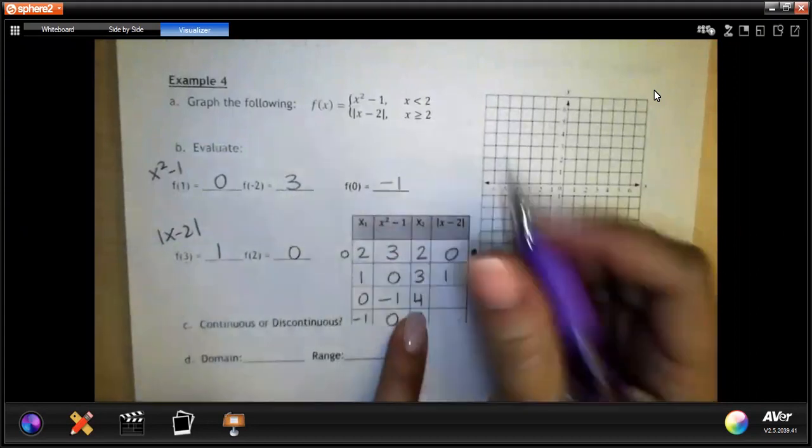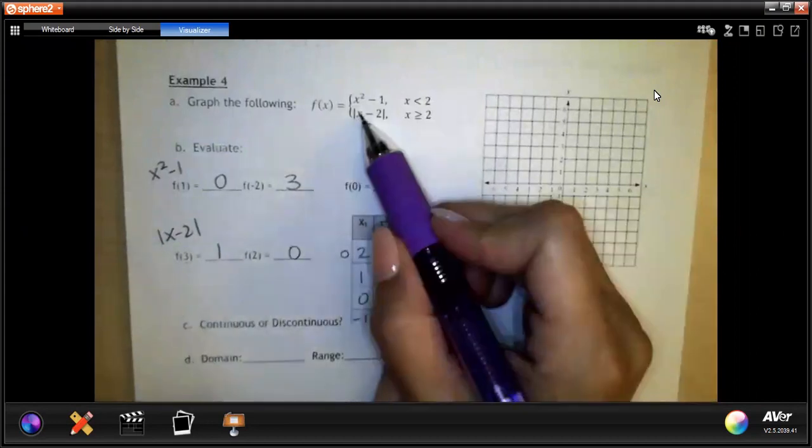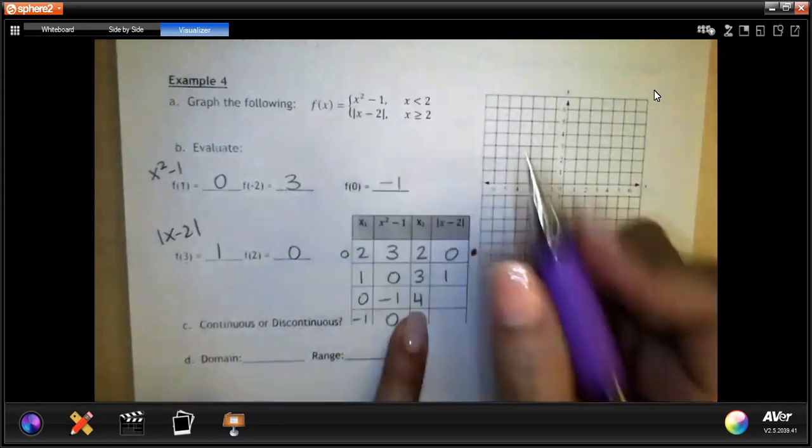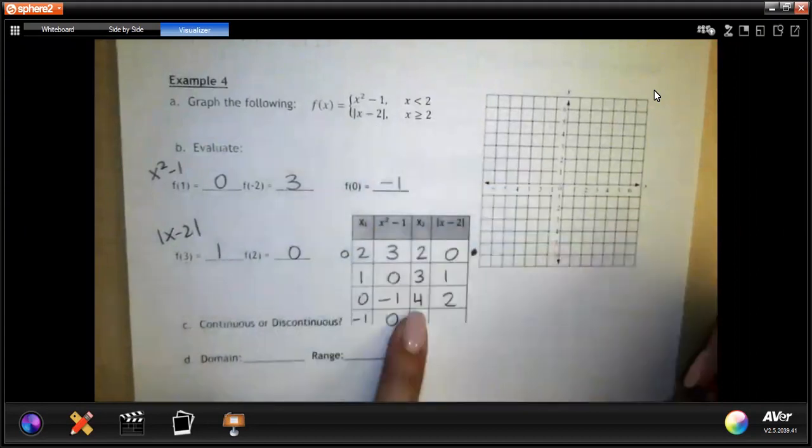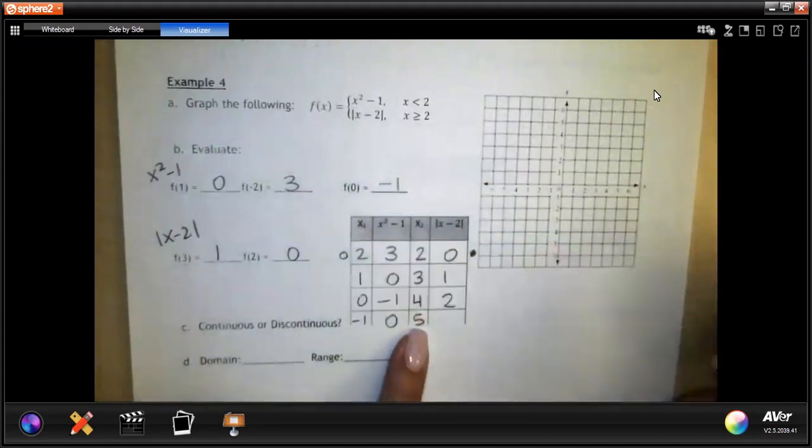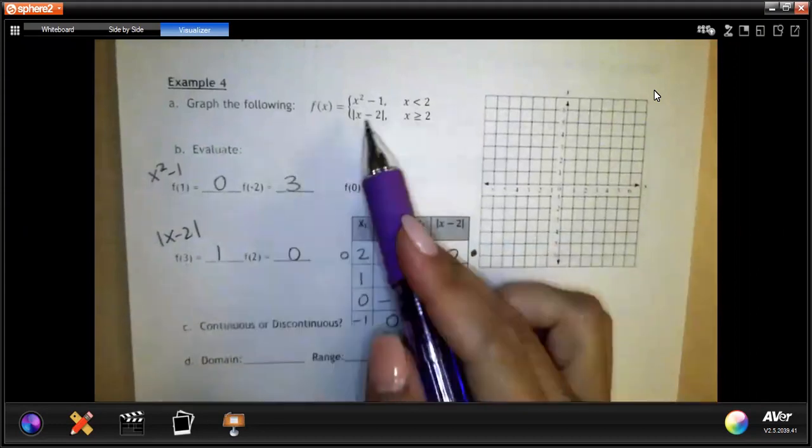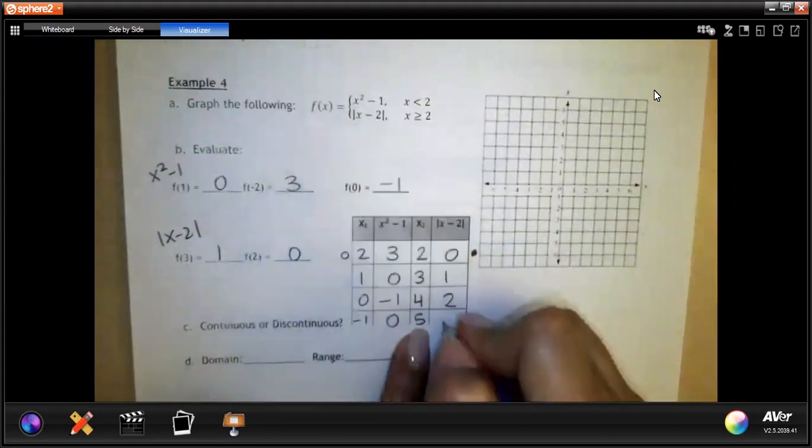The 4 we did not have, so we plug into here. 4 minus 2 is 2. In the absolute values, it comes out as a positive always. Anything that comes out of the absolute value comes out as positive. 5 minus 2 is 3. The absolute value of 3 is 3.